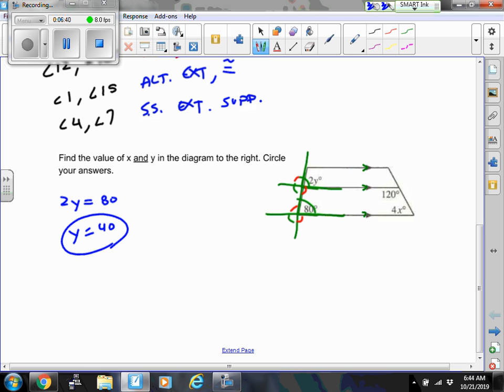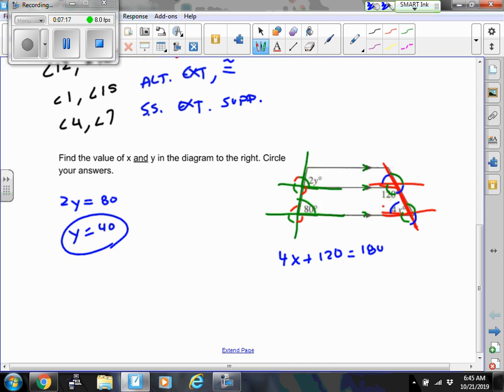Pretty straightforward. This one's probably the same game. Let's see. Up, trace, trace. Now those are alternate interior angles. If I establish my pattern, they're not the same color. The 4x is blue and the 120 is green. That means that since they're different, they must be supplementary. That means they have to add up to 180. So that gives me the equation 4x plus 120 equals 180.